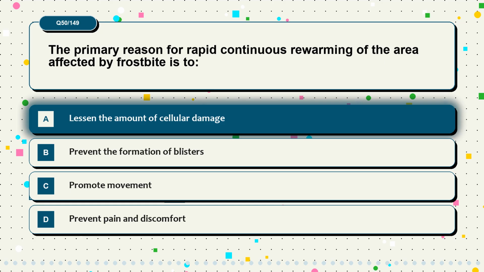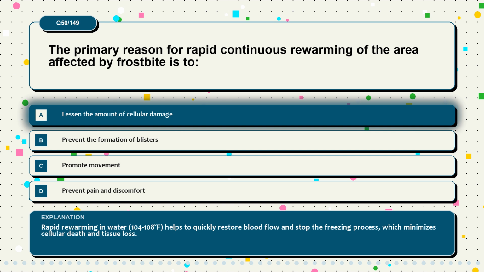The correct answer is option A, lessen the amount of cellular damage. Rapid rewarming in water at 104 to 108 degrees F helps to quickly restore blood flow and stop the freezing process, which minimizes cellular death and tissue loss.